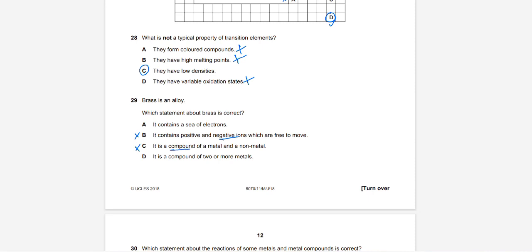It's not even a compound. This is a mixture. Okay, brass is an alloy. An alloy is a physical mixture. They don't react chemically. Okay, this is not a compound. A compound is formed by a chemical reaction in a fixed ratio by mass. So these are not compounds. Okay, so option A is the only correct one.